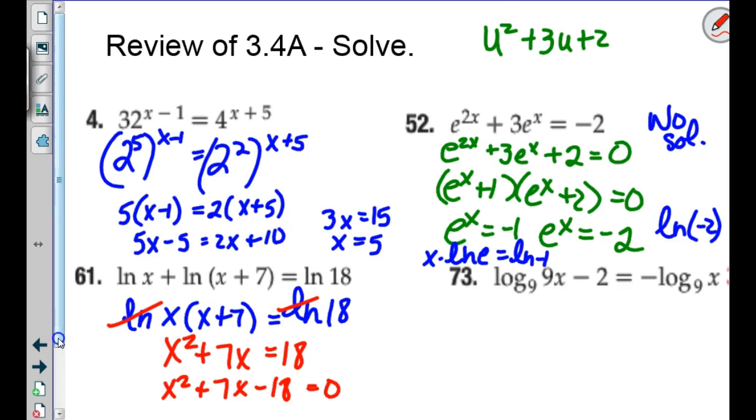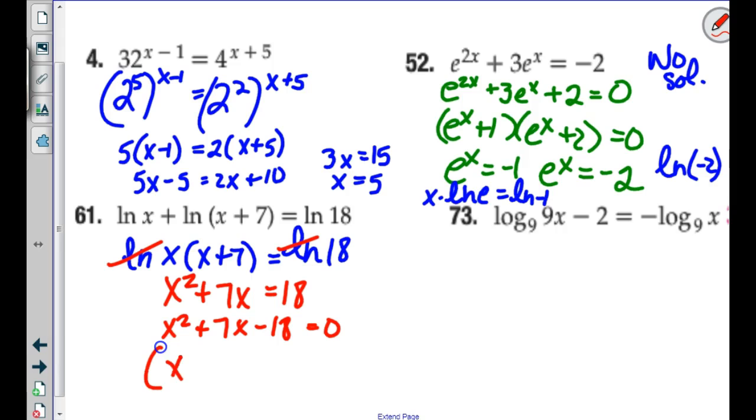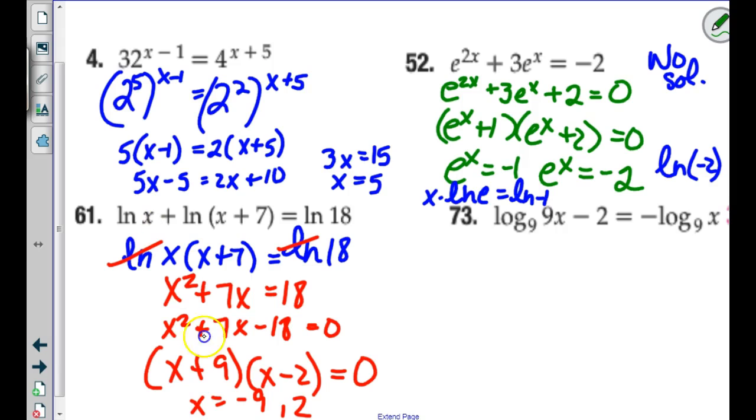All right, so how does that factor? Plus 9 minus 2, does that work, guys? Negative 9 and 2, are we done? Why aren't we done? Yeah, can you put a negative 9 in here? Can't take the log of a negative number. If you put a 2 in, you'll have the log of 2 plus the log of 9 equals the log of 18. Does that seem okay? You could check it on your calculator, but it is multiplication, so it'd work.